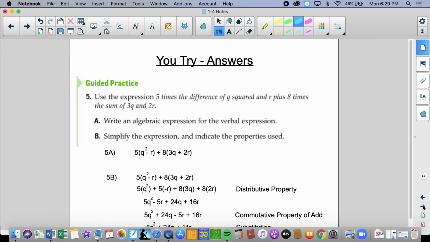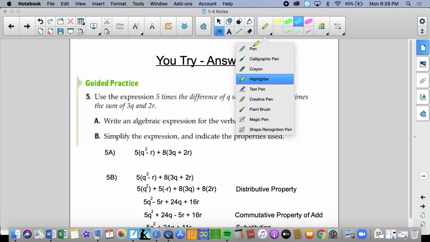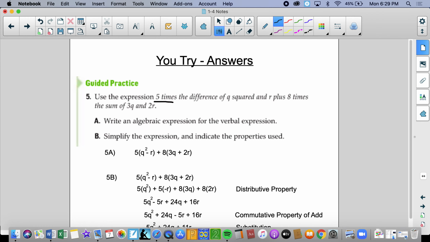So translating it first, 5 times the difference of q squared and r. Okay, so that's q squared minus r. And then plus 8 times the sum of 3q and 2r. Good. So translating it looks like that.